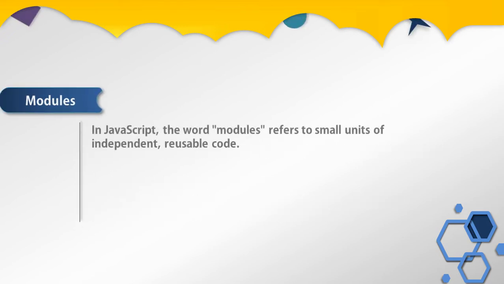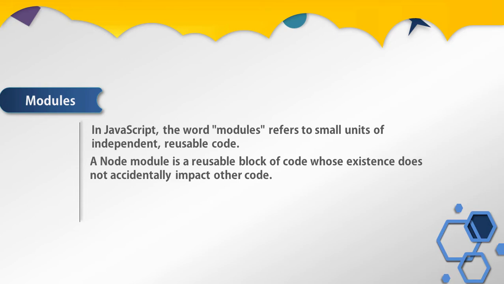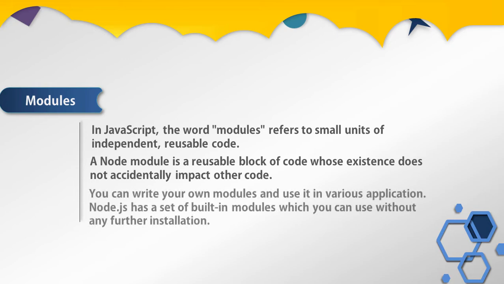Now, let's understand what is a module in Node.js. In JavaScript, the word module refers to a small unit of independent reusable code. Consider modules to be the same as JavaScript libraries, a set of functions you want to include in your application. A Node module is a reusable block of code whose existence does not accidentally impact other code. You can write your own modules and use them in various applications. Node.js has a set of built-in modules which you can use without any further installation.